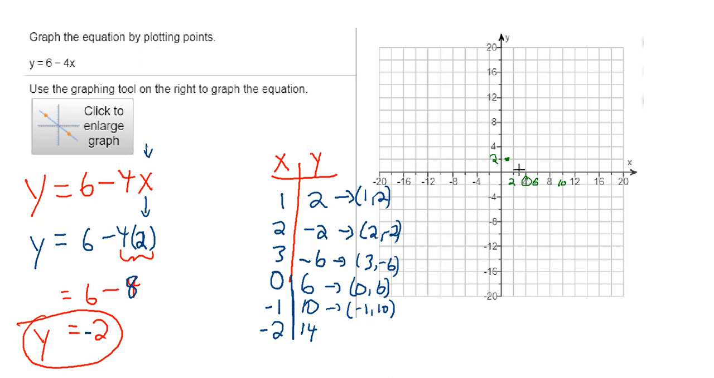Then we have 2 comma -2, that's going to be right here. Maybe I should pick a different color. So right there. We have 3 comma -6, so 3 again will be halfway between 2 and 4, comma -6, which is going to be right here. We have 0 comma +6, which will be right here. And we have -1 comma 10, which will be way up here.